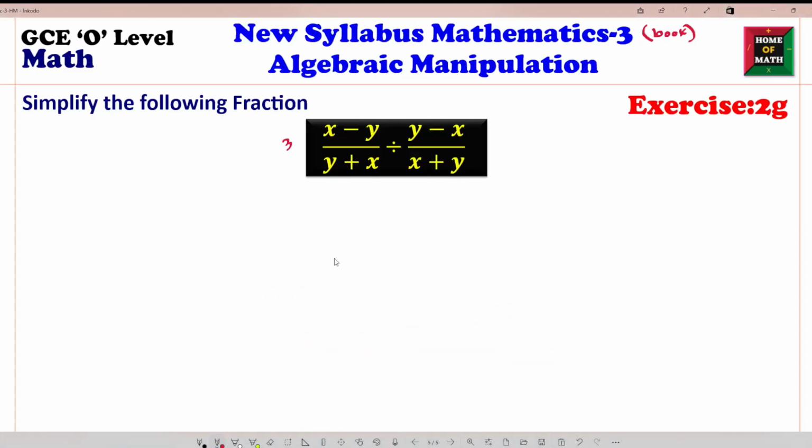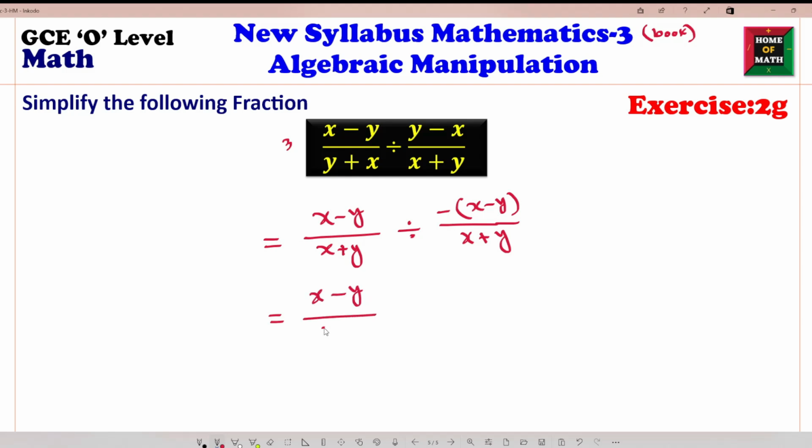Number 3. Here is x minus y divided by y plus x, divided by y minus x divided by x plus y. So it's also similar math. First term we can write x minus y. Look, y plus x and x plus y are the same thing, we can write it like this. Divided by this one, y minus x, if we take common minus, we can write x minus y, and here is x plus y. Okay, now x minus y, x plus y.